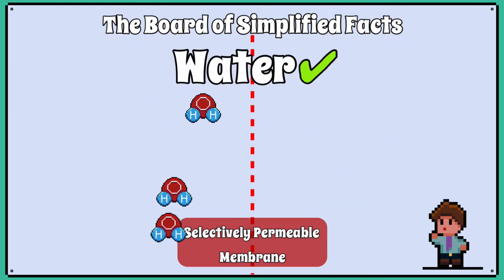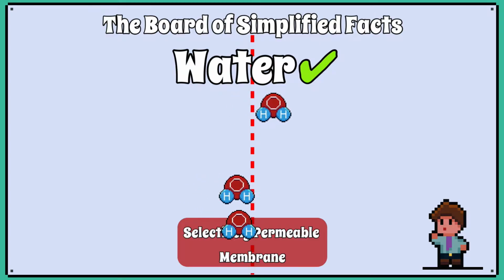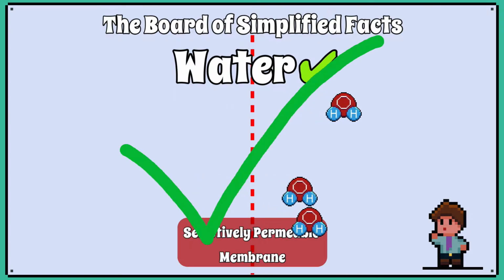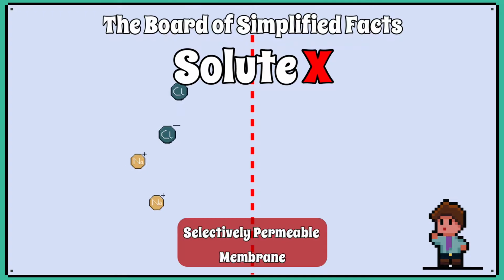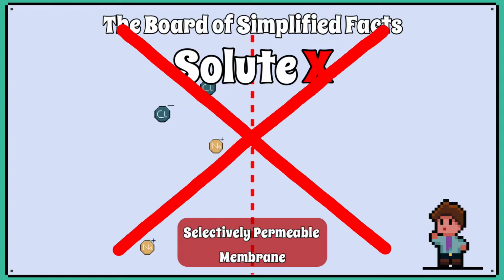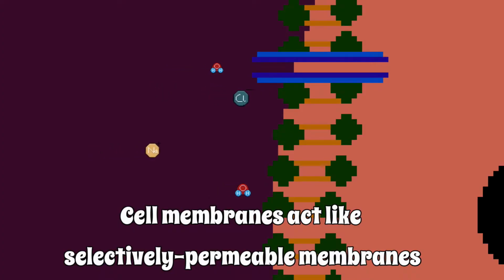A selectively permeable membrane is a membrane which allows water molecules through, but not the solute that is dissolved in the water. Without this selectively permeable membrane, osmosis won't occur. Cell membranes act like selectively permeable membranes because water is small enough to pass through the membrane, and additionally, they have special pores to let water through called aquaporins.